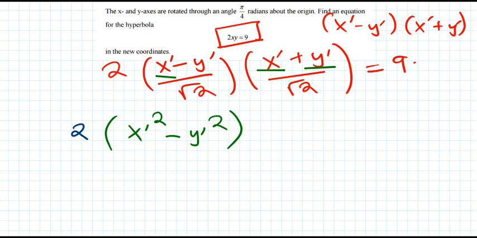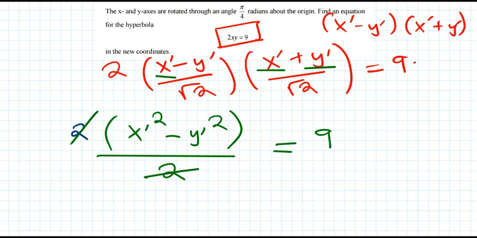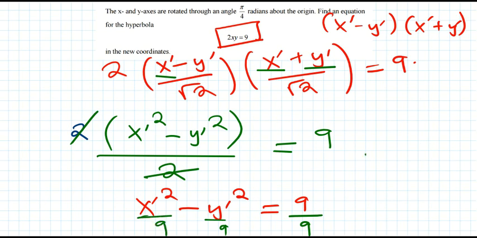And then on the bottom, root of 2 multiplied by root of 2. Whenever I'm multiplying the square root by the square root, it will disappear, so we remain with a 2. And then this is equal to 9. The 2 would divide, and then you remain with x prime squared minus y prime squared being equal to 9. At this point, to express it in the form of a hyperbola, you want to have a 1 on the right. So divide by 9, divide by 9, divide by 9. So you have x prime squared over 9 minus y prime squared over 9 is equal to 1. Okay, so you have it now in that form.